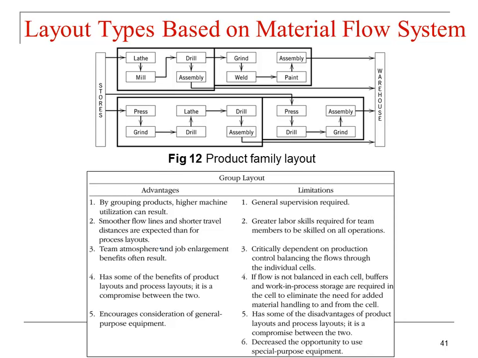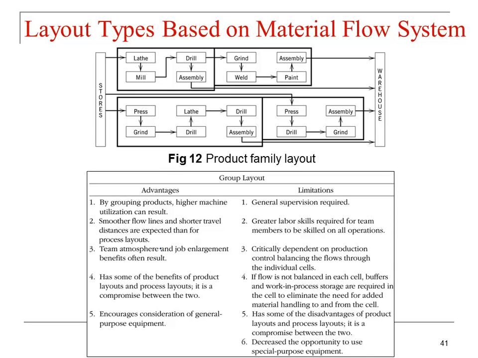The next one is the product family layout, which is again related to cell manufacturing. So from the diagram, you can see that there's a group of machines like this, this, and this one. Those are your cells. Some of the advantages for this one are that by grouping products, higher machine utilization can result. You can use those cells, and those are very flexible, so you can change the type of product that you're producing in your production facility.